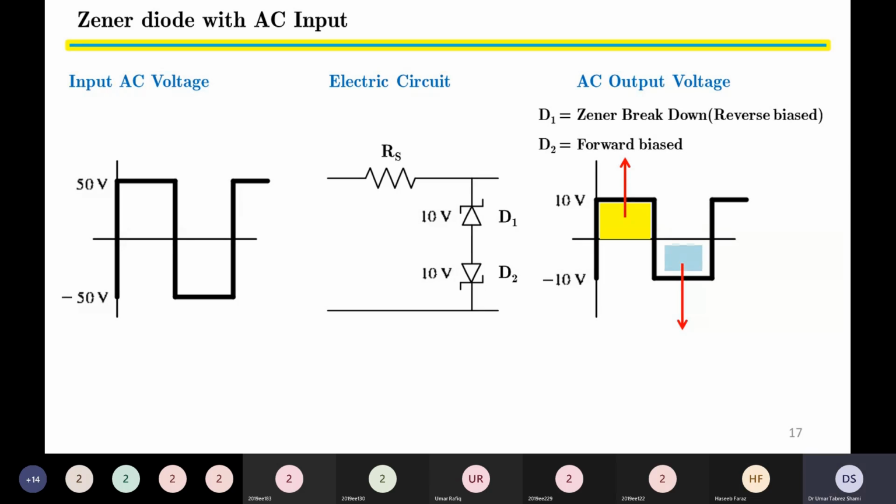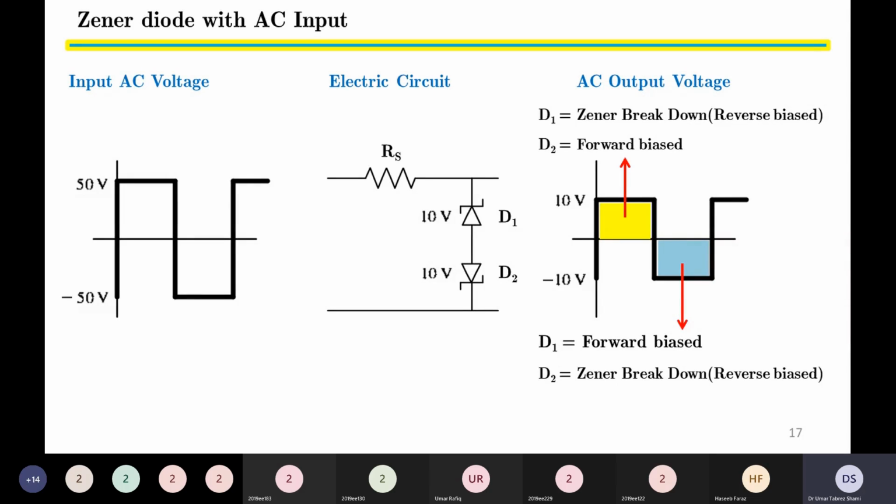The circuit consists of a series resistance Rs. Then we see two diodes D1 and D2. These two diodes D1 and D2 are in fact our Zener diodes. And the breakdown voltage of each diode is 10 volts. The input voltage that we are giving is a square wave which has a certain frequency, and the peak to peak voltage is 100 volts.